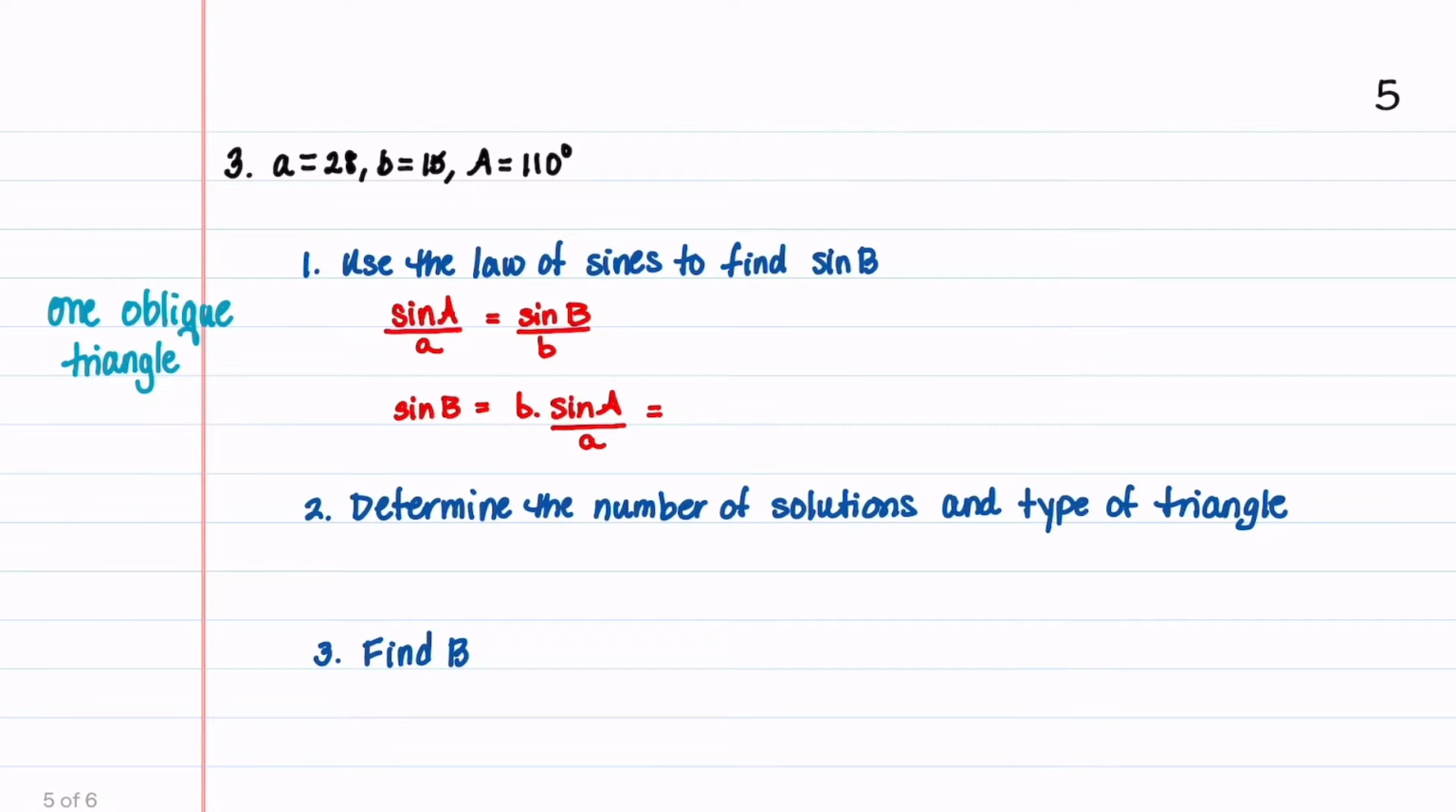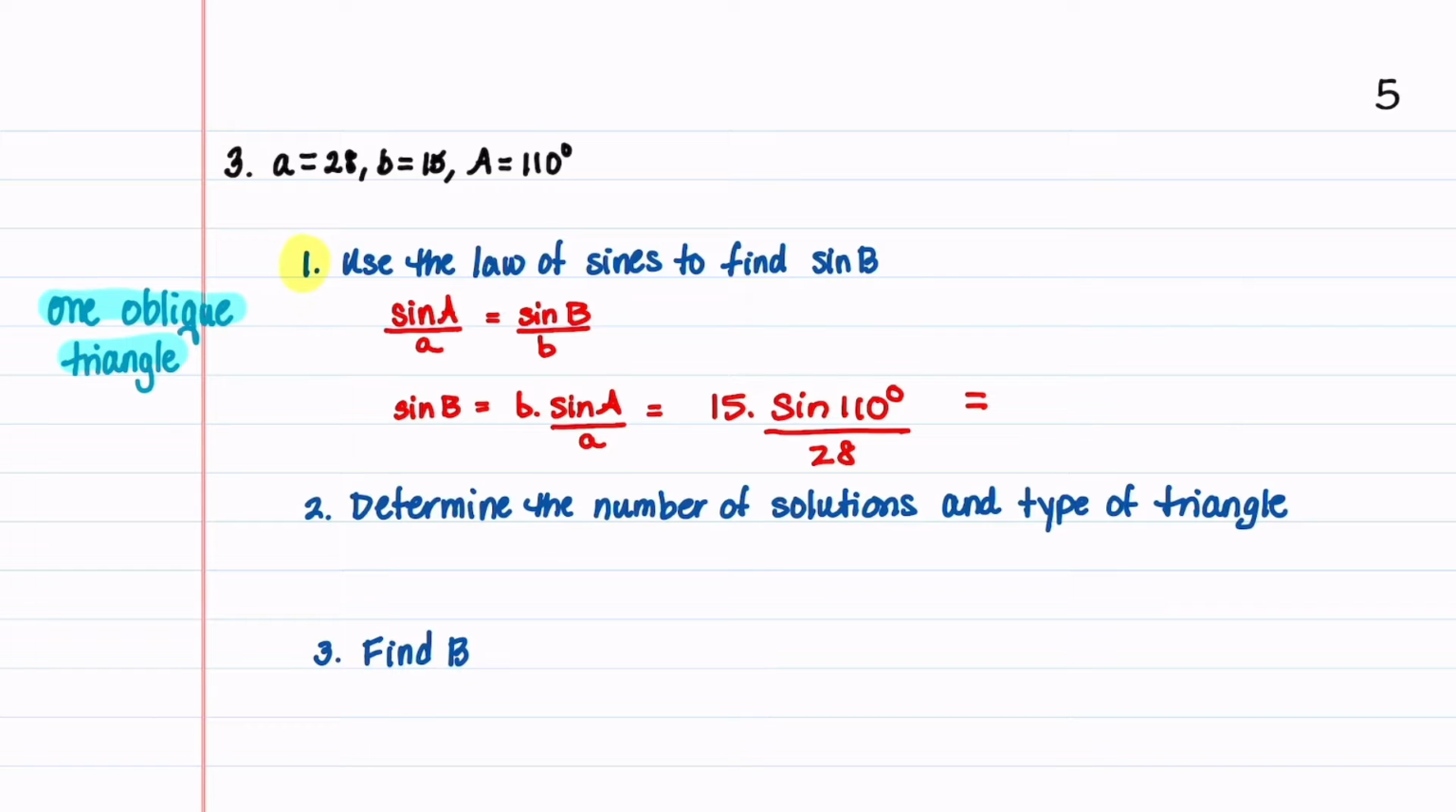In this video, I'm going to walk you through an example of the law of sines ambiguous case where we're going to get one oblique triangle. We'll begin by using the law of sines to find sine B. Sine B is equal to b, which is 15, times the sine of 110 degrees, divided by a, which is 28. When you put that into your calculator, you get a value of 0.5034.